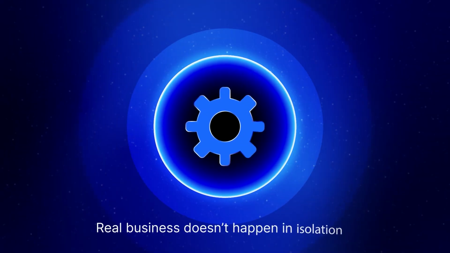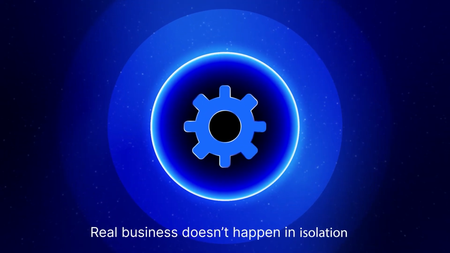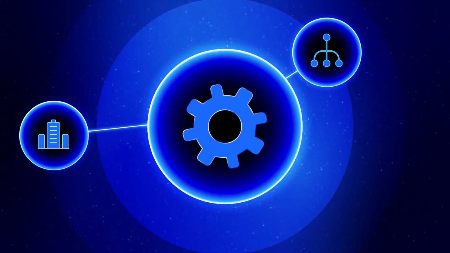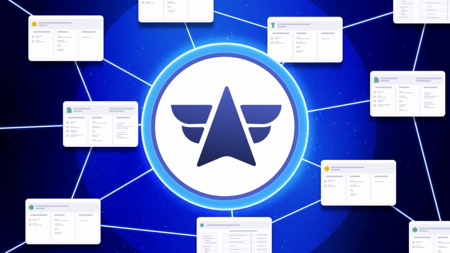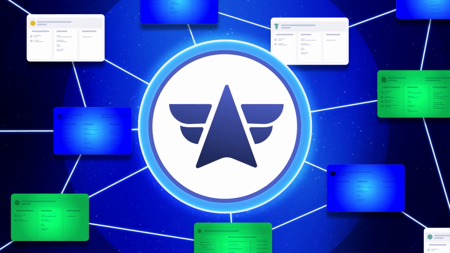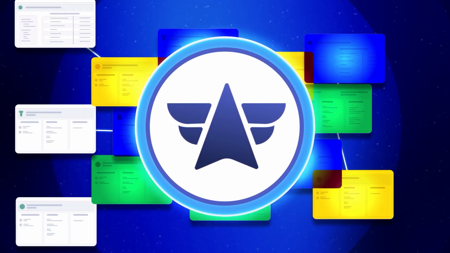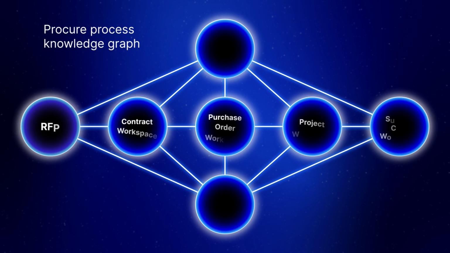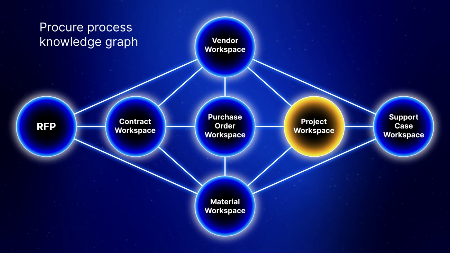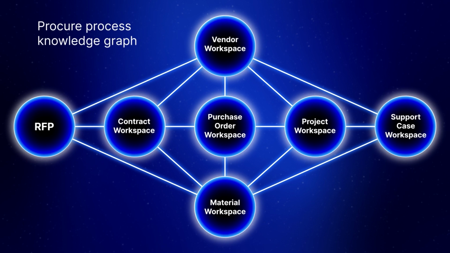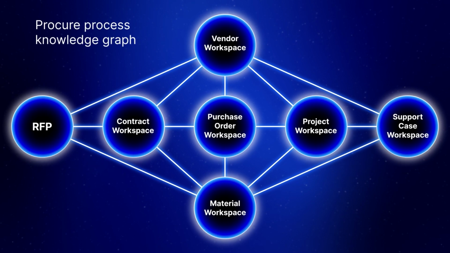Real business doesn't happen in isolation. It happens across connected entities, processes, and teams. That's why OpenText Content Aviator has the ability to understand an entire network of business workspaces and how they relate to each other. For example, typically after starting with an RFP, it moves to contracts, then purchase orders, and then projects, each represented here in its own business workspace within the knowledge graph.